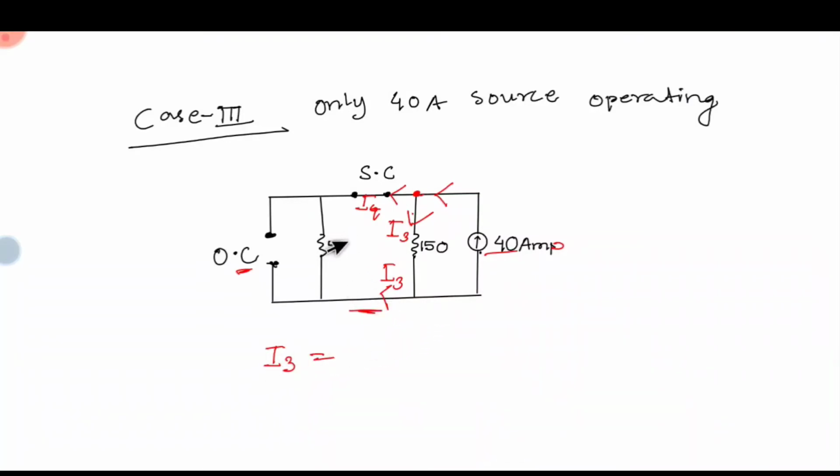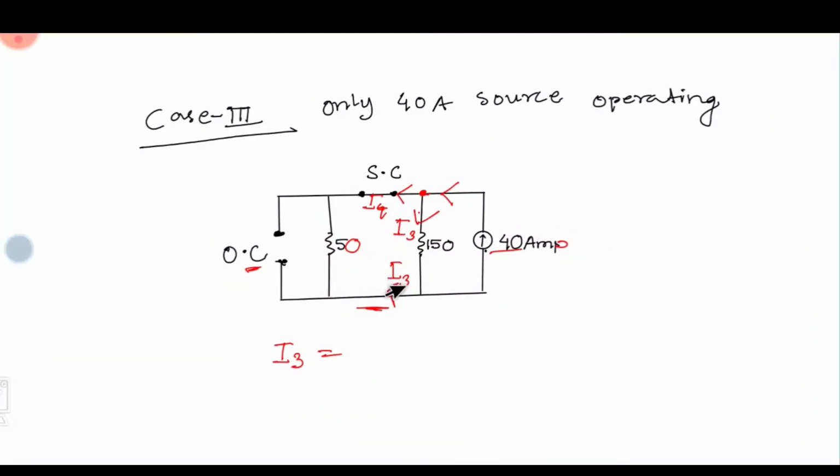Sorry, here it is 50. Now we have to find the current in this branch, and the opposite resistance is 50. So 50 would be in the numerator, and in the denominator it would be 50 plus 150, into the current source. Current source means 40. This is our current I3.